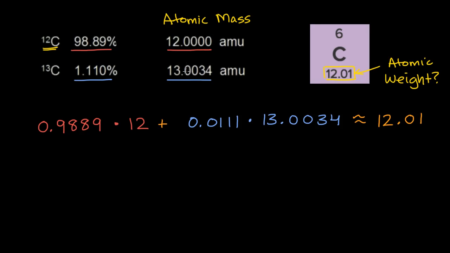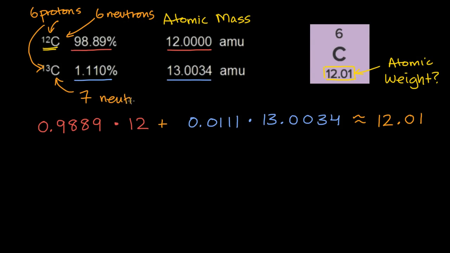Now, another thing that you might want to note is, what's the difference between carbon-12 and carbon-13? Carbon-12, this right over here, is 6 protons. The 6 protons are what make it carbon, so both of these will have 6 protons. And the difference is in the neutrons. This right over here has 6 neutrons, and this right over here is going to have 1 more neutron, 7 neutrons.